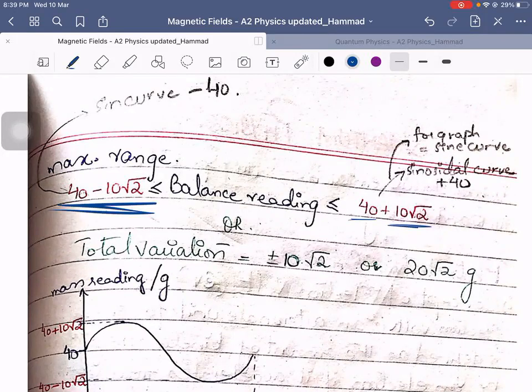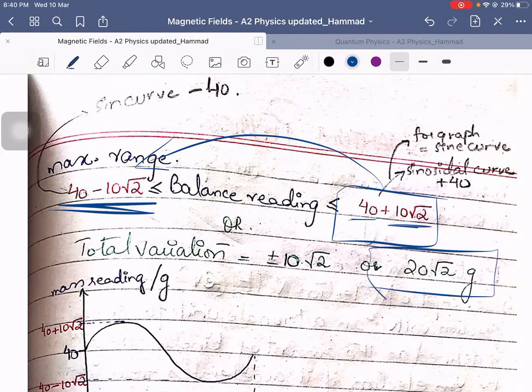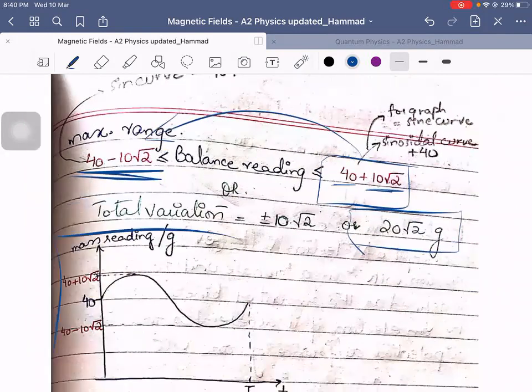And if you were asked about the variation, this value minus this value would simply give you 20 under root 2 as your variation. And if you were to plot a graph, it would come out to be somewhat like this.